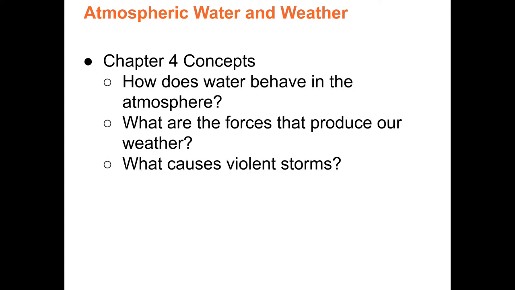For example, what causes violent storms like thunderstorms and tornadoes and hurricanes? And the answer is the latent heat of condensation. So everything's just going to come back to the answer is, well, it's probably the latent heat of condensation.